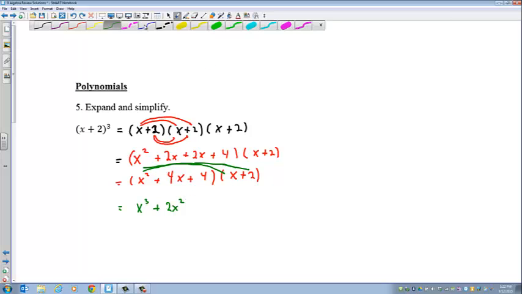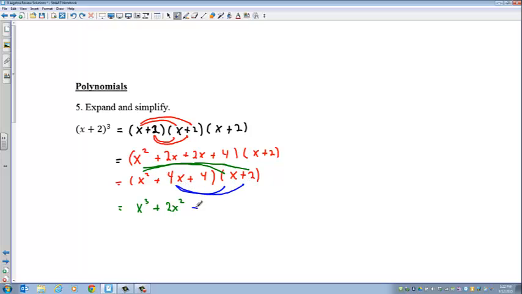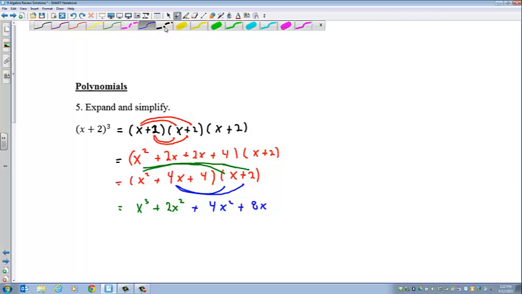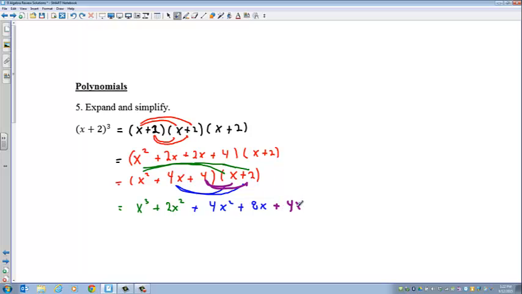And then we'll take the 4x times x and the 4x times 2, so we'll distribute the 4x through, so plus 4x squared plus 8x. And then finally, we will take the 4 and distribute it through, so 4 times x is plus 4x, plus 4 times 2, which is 8. And we simply add like terms.